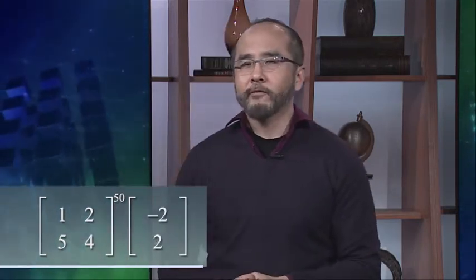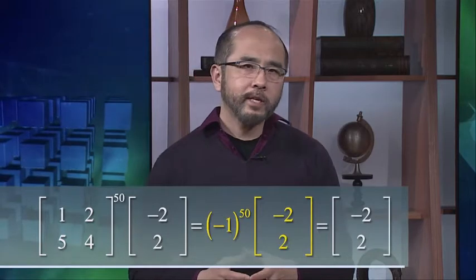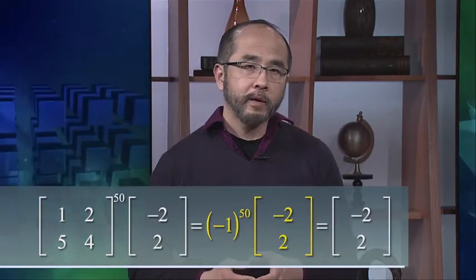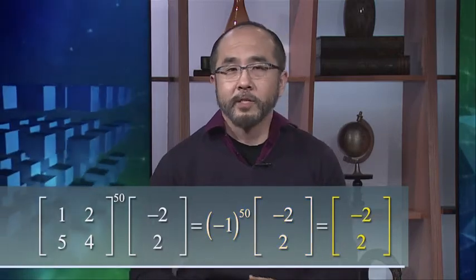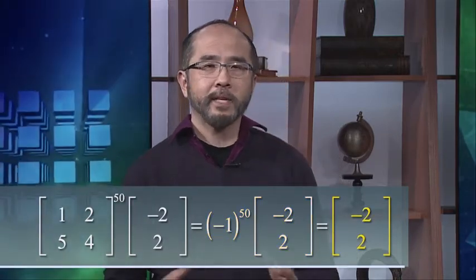And if we wanted to find A to the 50th power times the vector (-2, 2), that would be easy to do as well, because (-2, 2), from our earlier work, we recognize as an eigenvector with eigenvalue -1. So this is just (-1) to the 50th power times (-2, 2). But that is just (-2, 2). That was easy.